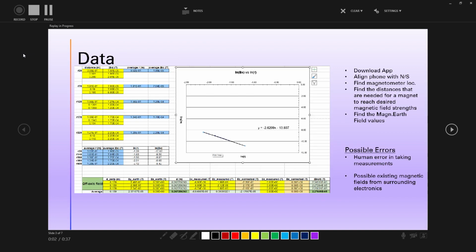Here's the data I collected during the experiment. On the top left, over here, we have our on-axis magnetic field, and over here we have our off-axis magnetic field data. The graph is from the on-axis magnetic field, and we have the natural log of Bx versus the natural log of R, which is where we got our n value right here, which is the slope of this graph, which is that negative 2.6209.